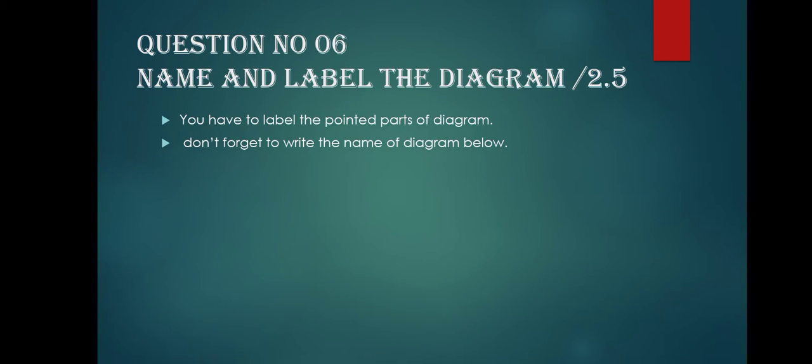Question number 6, name and label the diagram, that will be of 2.5 marks. You have to keep 2 things in mind while solving this question. First of all, you have to label the pointed parts of the diagram, and don't forget to write the name of the given diagram, okay.